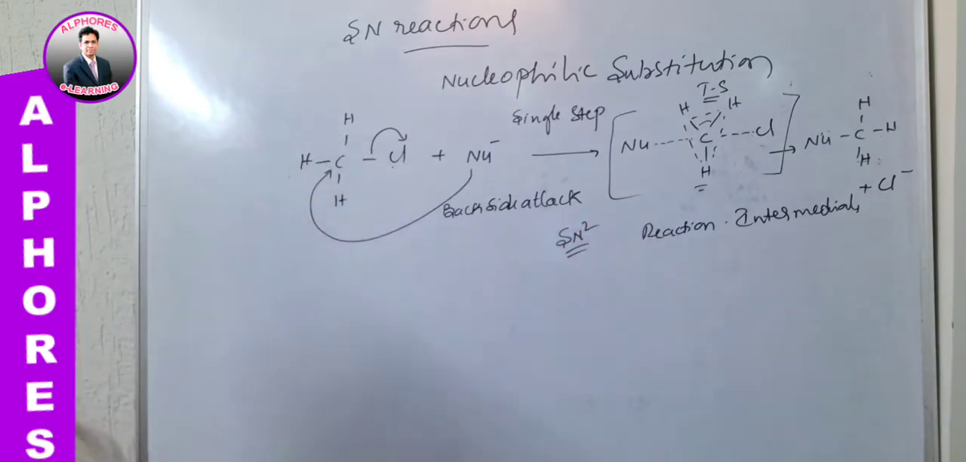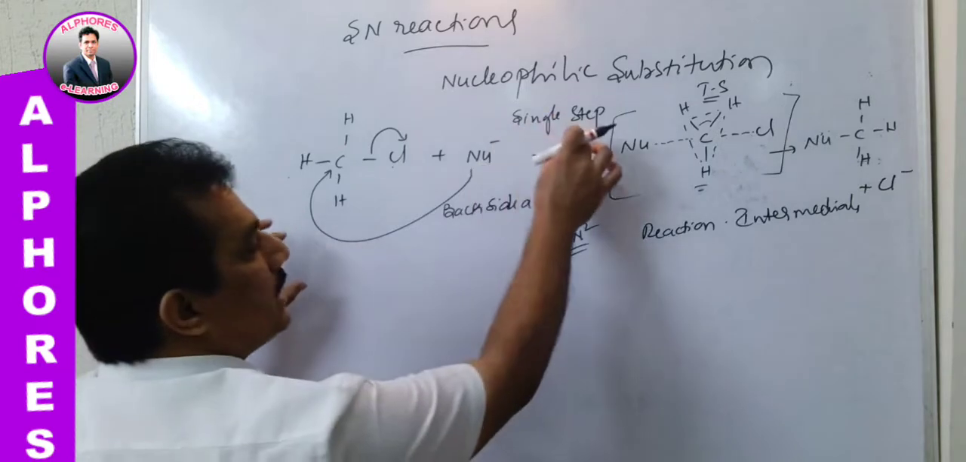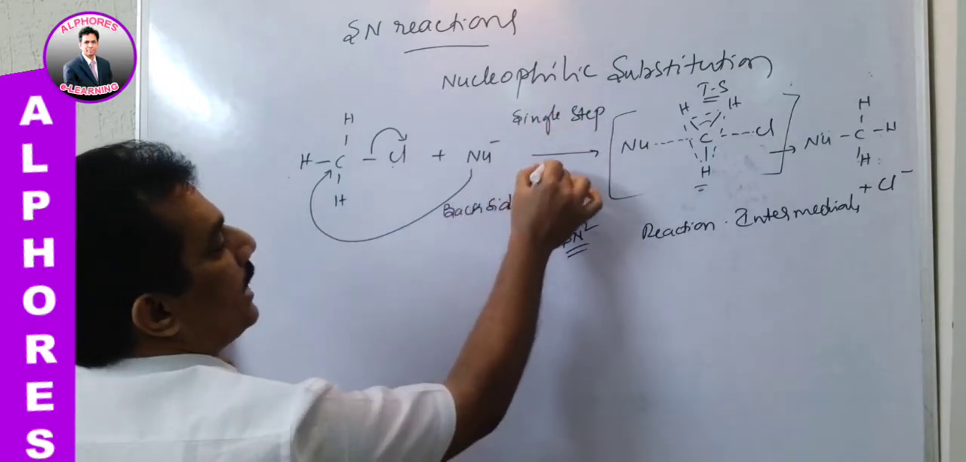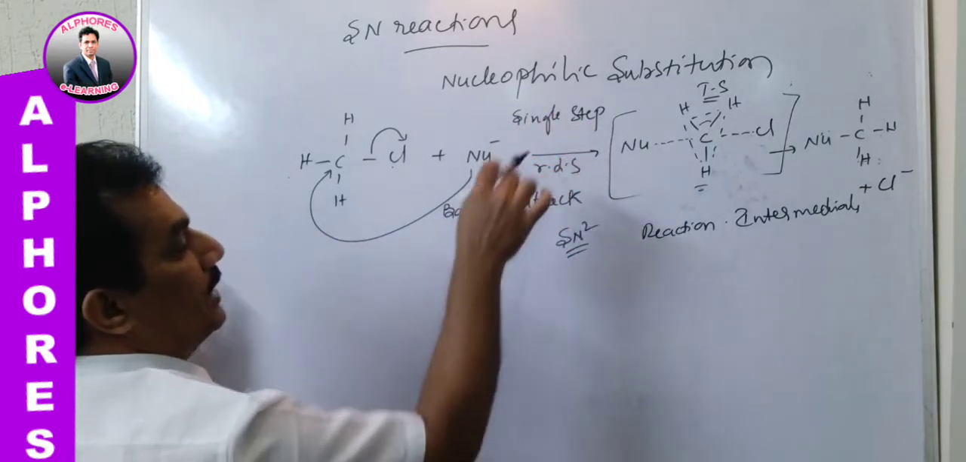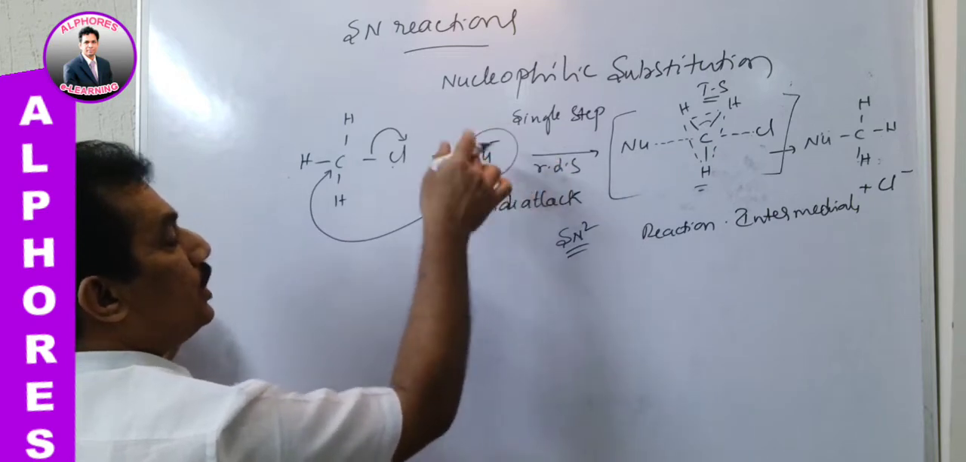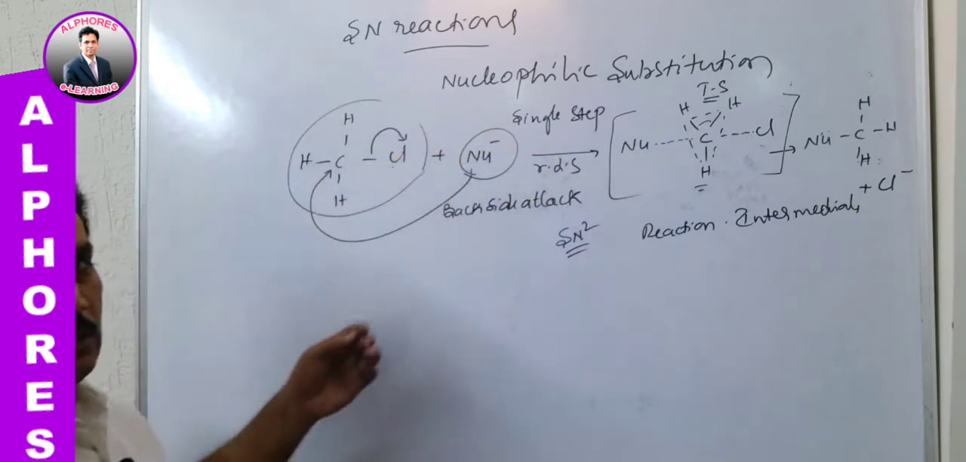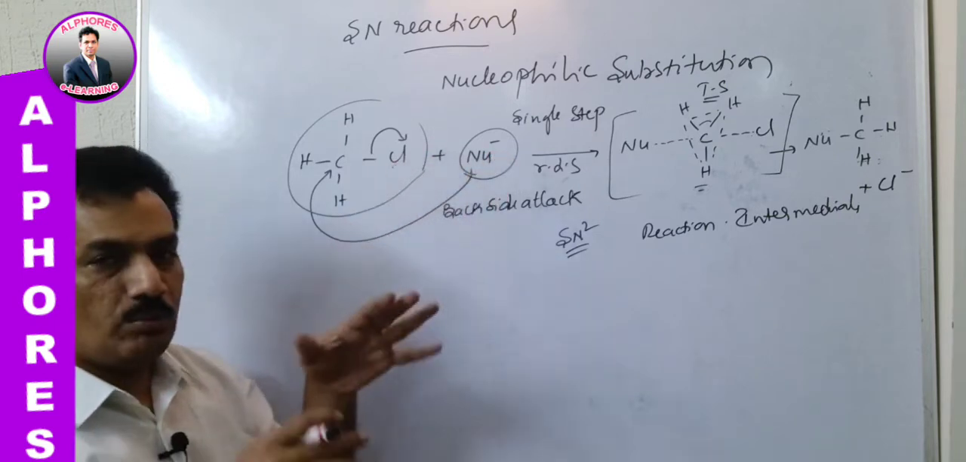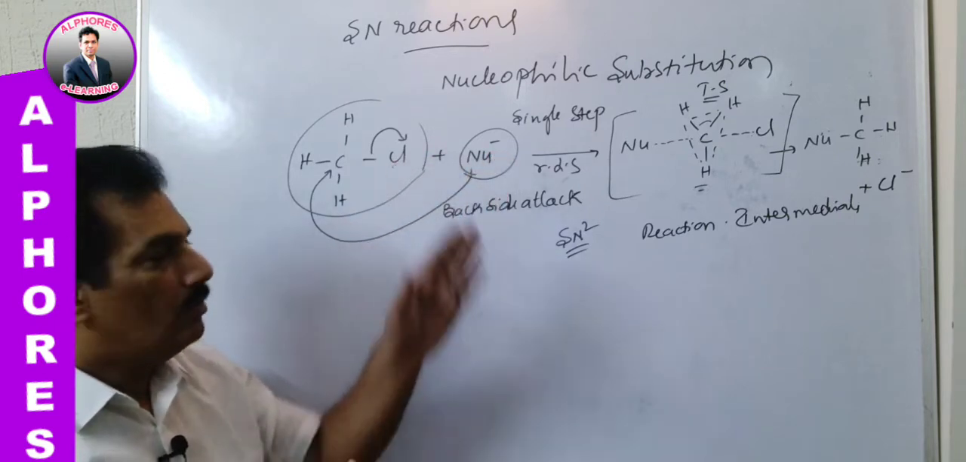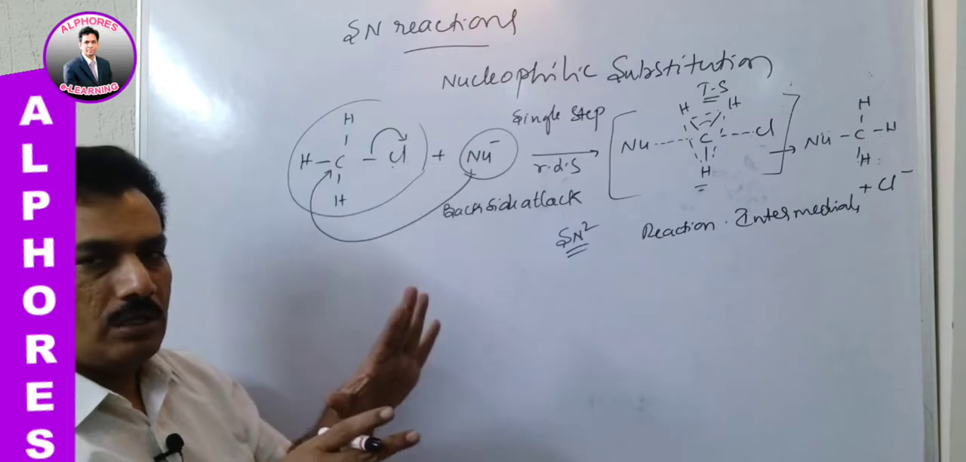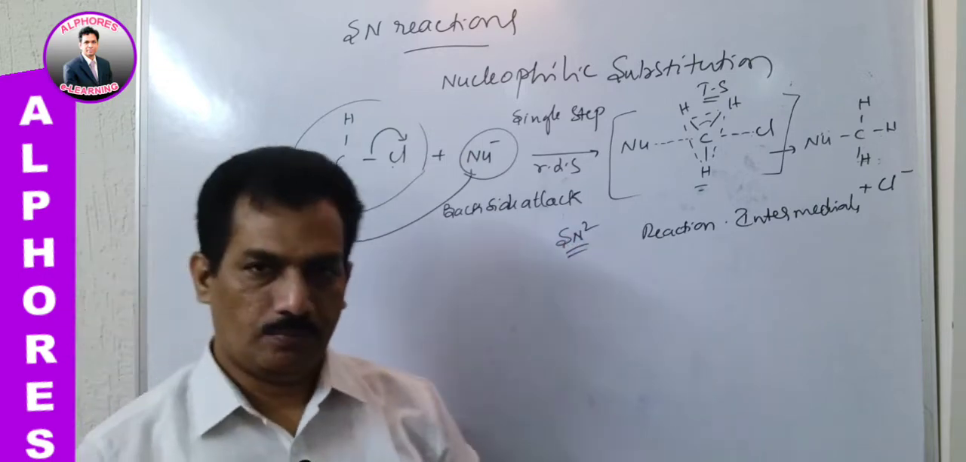Why is it SN2? Because this is a single step, automatically it is the rate determining step, and when the rate determining step involves both the reagent as well as the substrate, that is, both the reagent and substrate molecules are involved, 1 + 1, molecularity 2. That's why it is SN2.